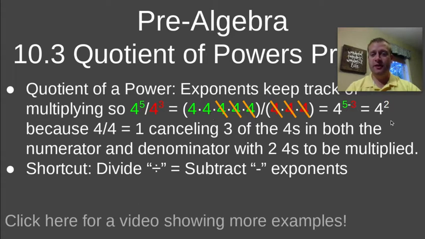leaving just 4 times 4 or 4 squared. So the shortcut you should eventually get memorized is that when you're dividing the same bases, you're going to subtract the exponents. If I just take the 5 and the 3 and subtract them right away, 4 to the 5 minus 3, I end up with 4 to the second power.